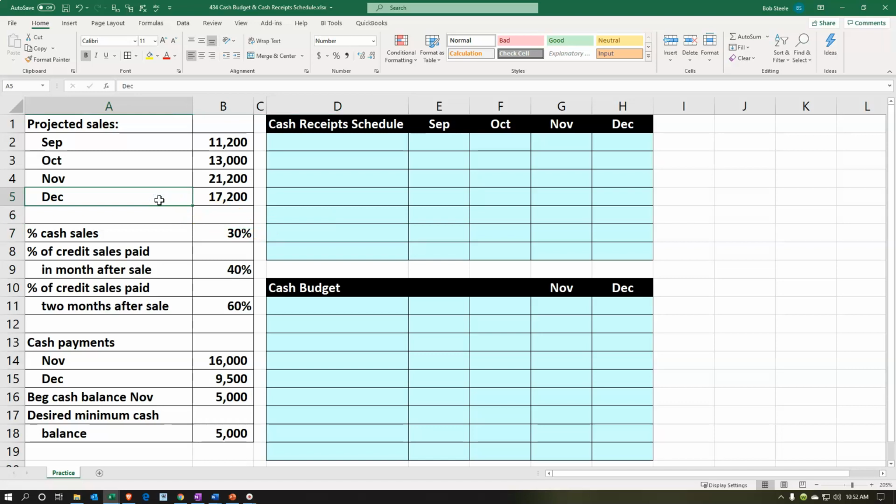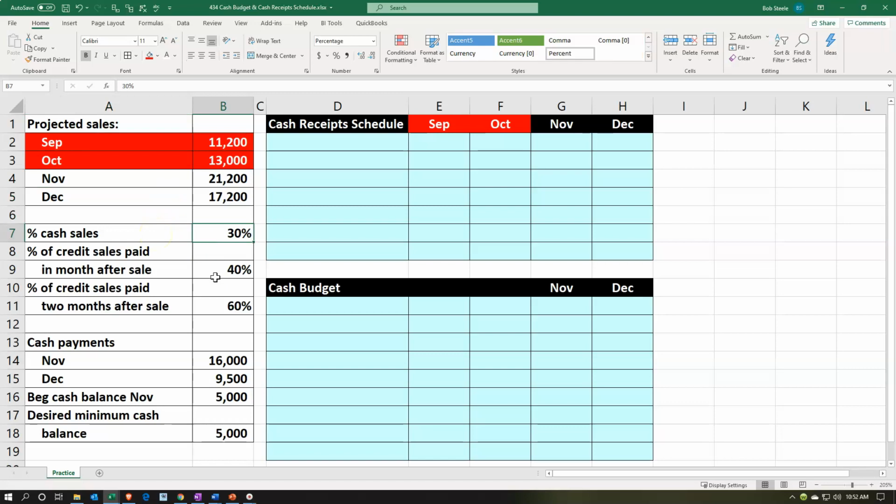We've got the projected sales for September, October, November, and December. We're going to be focusing in here on November and December. So we're going to need the information up top for September and October in order to focus in on November, December. We have the percent of cash sales. So in other words, the sales that we have up top, the percent that are for cash. We got cash. They did not go through accounts receivable.